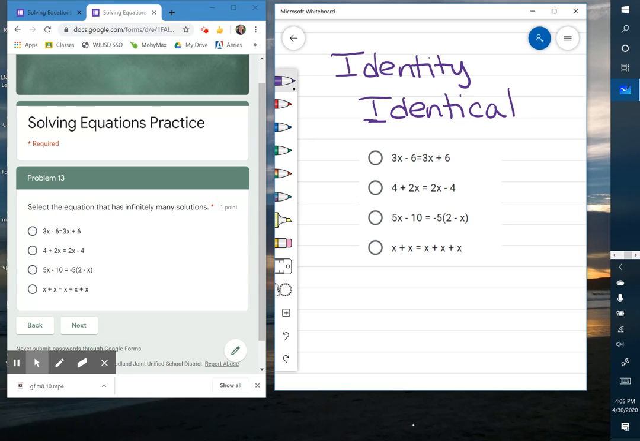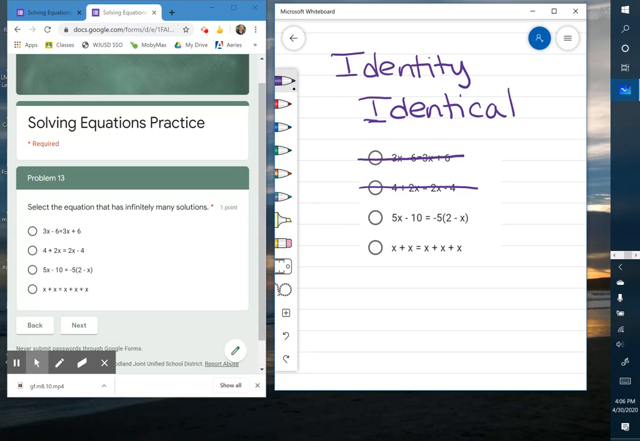3x take away 6 equals 3x plus 6. Negative 6 or subtract 6 and positive 6 or add 6 are not the same, so we would cross that one out. 4 plus 2x equals 2x minus 4. In this problem, you have a positive 4 and a negative 4. So that, again, would be crossed out.